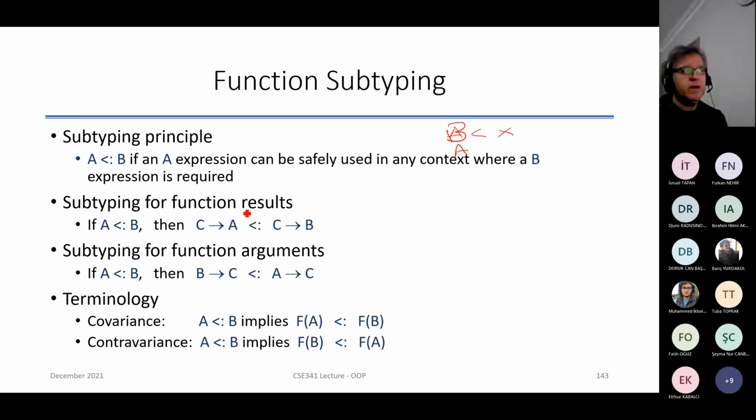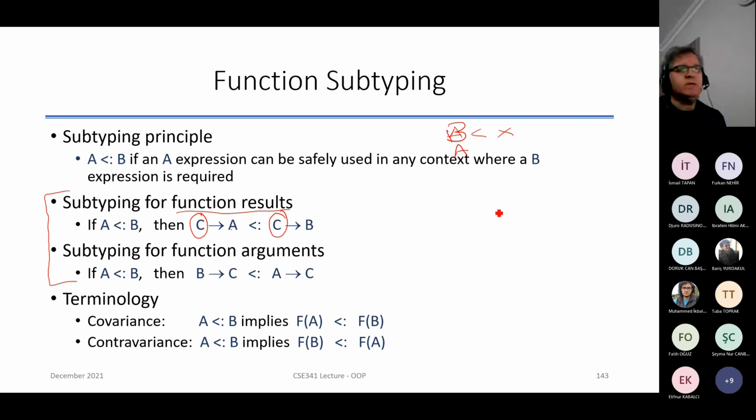Now, this is as far as the expressions are concerned. There are two other places where we need to actually define the subtyping. One is the subtyping for the function result. This means that if I have a function that takes the domain C to A, and another function that takes the domain C to B, then as a function result, we can use A wherever B is used.